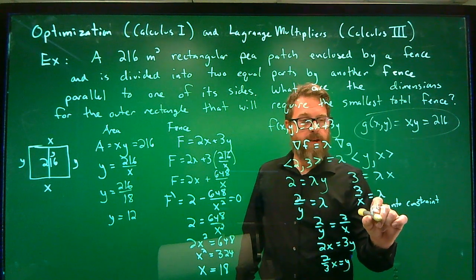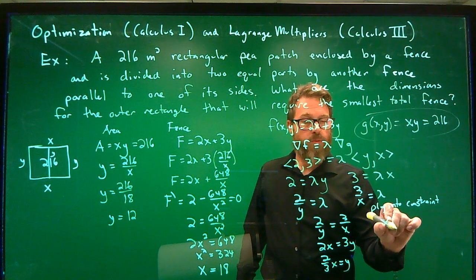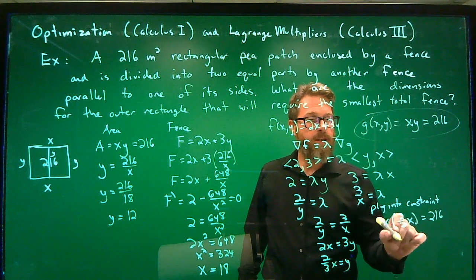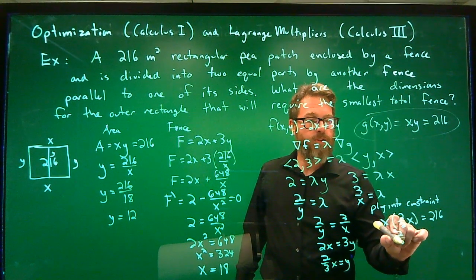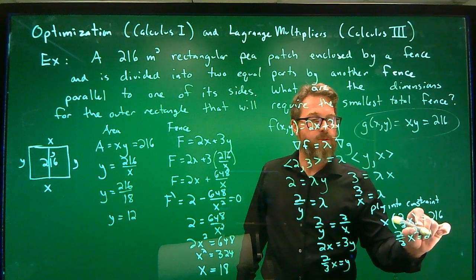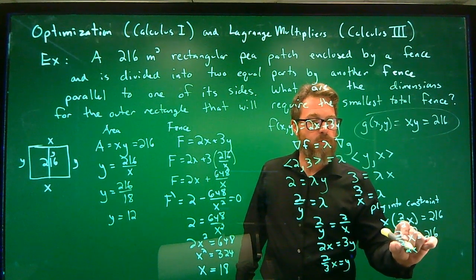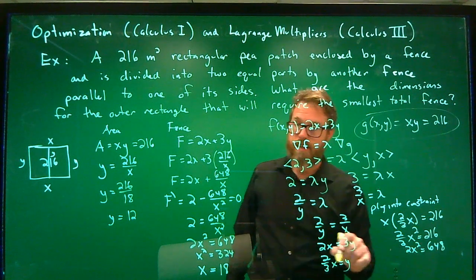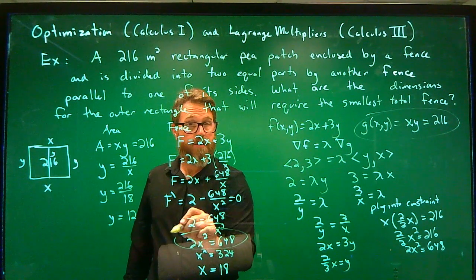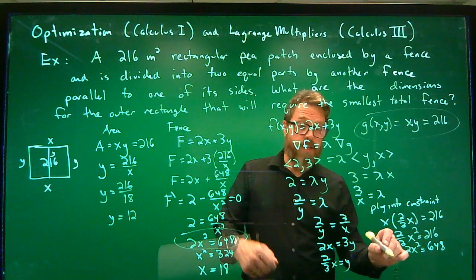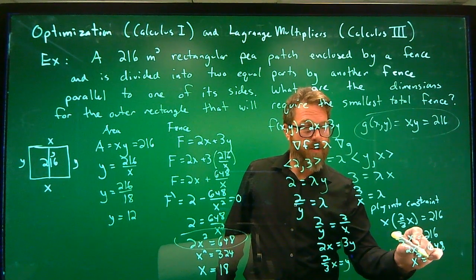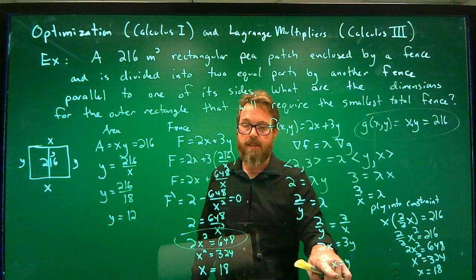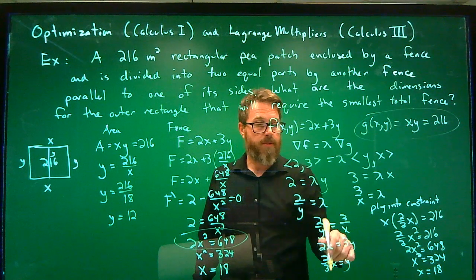So plugging this in, we have x times y, which is 2/3 x, is equal to 216. So then I'm going to have 2/3 x squared, which is equal to 216. So 2x squared is equal to 648. And what we're noticing here is we have the same thing over here, don't we? So then x squared is going to be equal to 324. Which means x is equal to 18, and if x is equal to 18, y is going to be equal to 12.